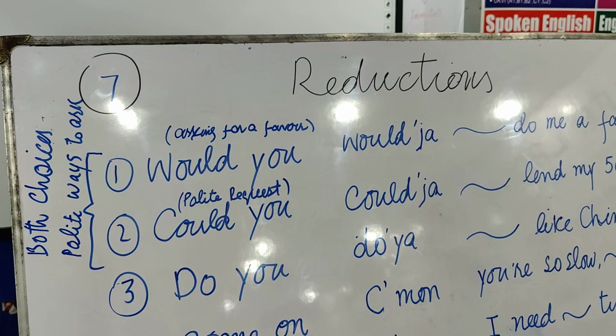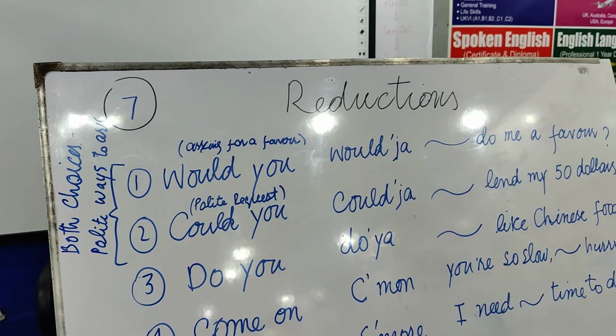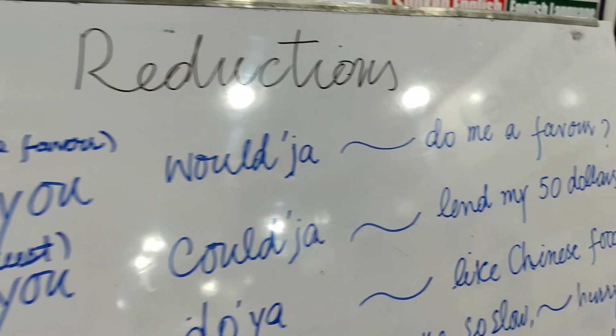Speak aloud, please: would you, could you, do you, dear, come on, some more. These are the reductions under focus today in the class of Spoken English at Genius Institute Lahore. So let's get started. I have given some sentences. For example, would you do me a favor? Now let's try to understand why we use would you first.